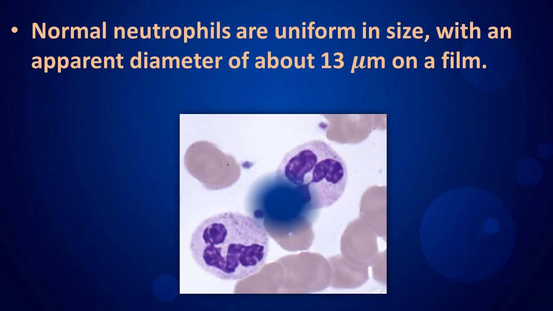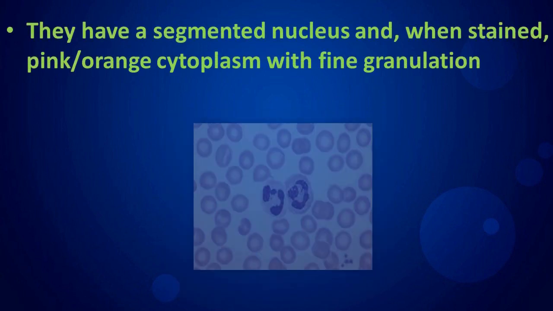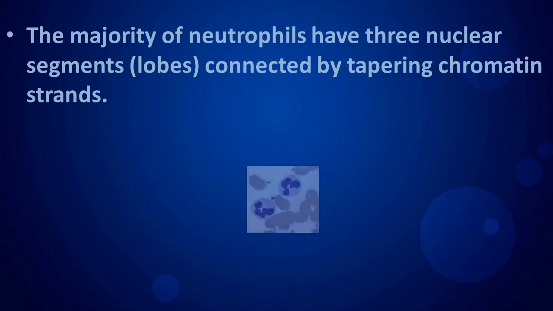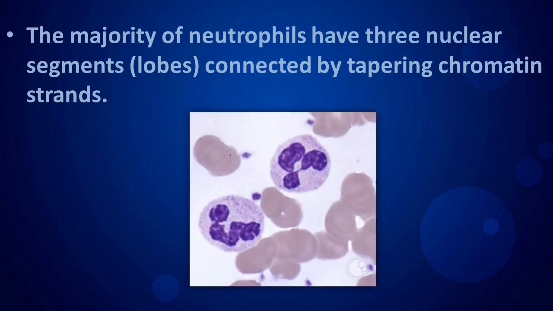Normal neutrophils are uniform in size, with an apparent diameter of about 13 micrometers on a film. They have a segmented nucleus and, when stained, pink or orange cytoplasm with fine granulation. The majority of neutrophils have three nuclear segments connected by tapering chromatin strands.